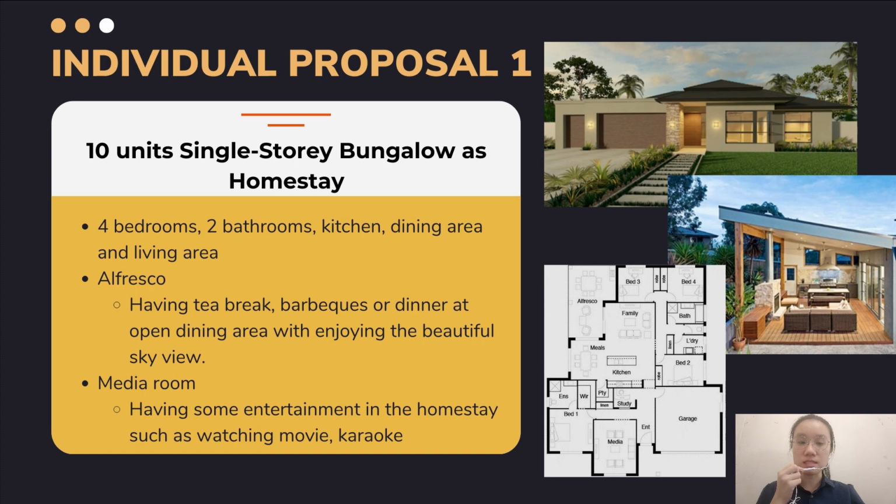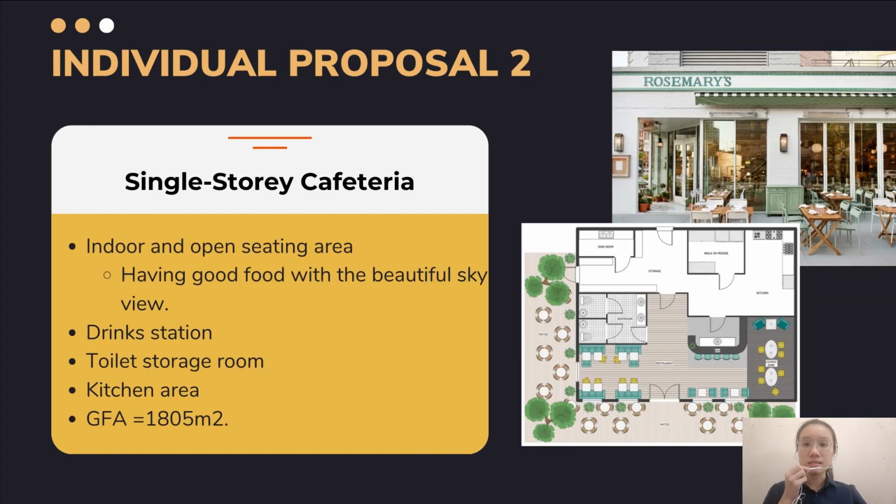The first proposal is a 10-unit single-story bungalow house as homestay. The bungalow consists of bedroom, bathroom, kitchen, dining area, and living area. The homestay has an al fresco for visitors to have their tea break, barbecue, or dinner at the open dining area while enjoying the beautiful sky view. A media room is provided for visitors to have some entertainment in their homestay, such as watching movies, karaoke, and so forth.